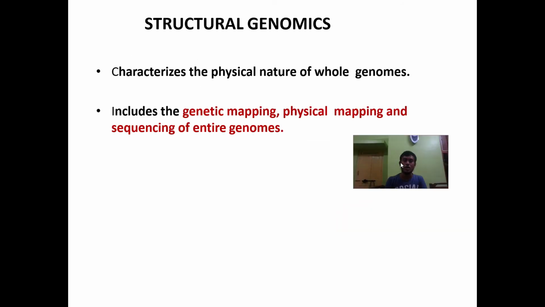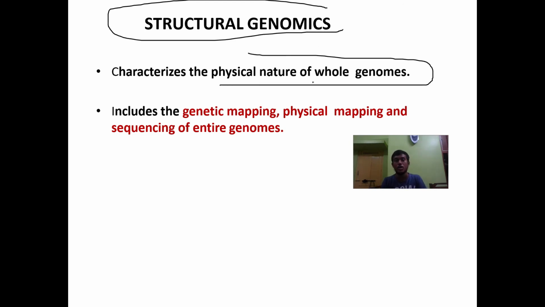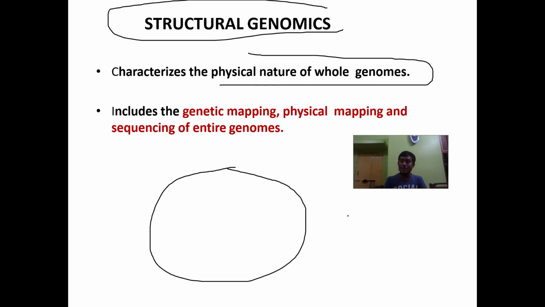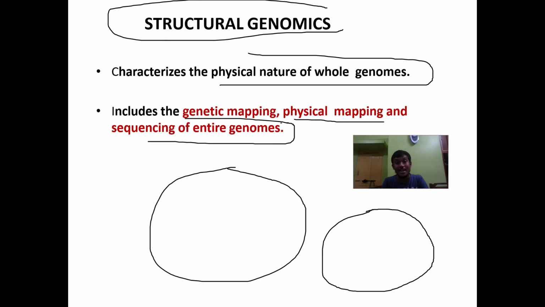Moving on, talking about the last part, which is structural genomics. Structural genomics characterizes the physical nature of the whole genome. It helps us to characterize the entire genome of an organism. It compares different genomes of an organism or a species, and from there it characterizes those genomes depending on their nature. It also includes genetic mapping, physical mapping, and sequencing of entire genomes. So the sequencing part and the mapping part are involved in structural genomics.